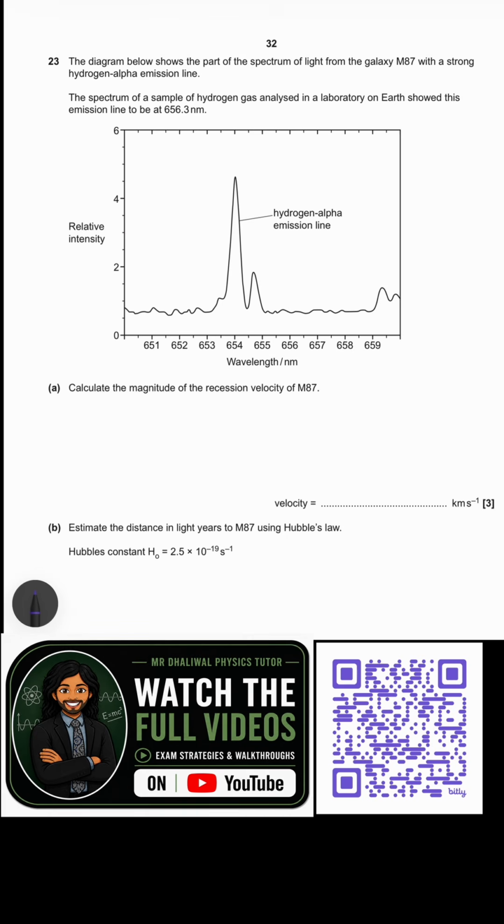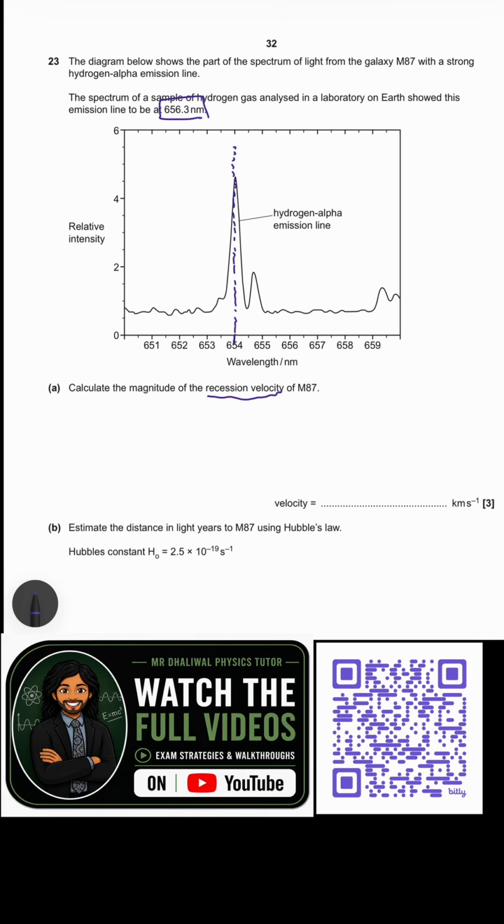So the first thing, when it's saying recession velocity, that's making me think of redshift. It's giving me the fact that the spectrum of the hydrogen showed the emission line to be here. So what can I do with this now? Is there a reading I can take from the graph? Well, in the lab, it showed that it should have been this. What's it showing from the graph? It's showing that this is meant to be the ruler, but it's showing that it's 654. So I've got that number over there.